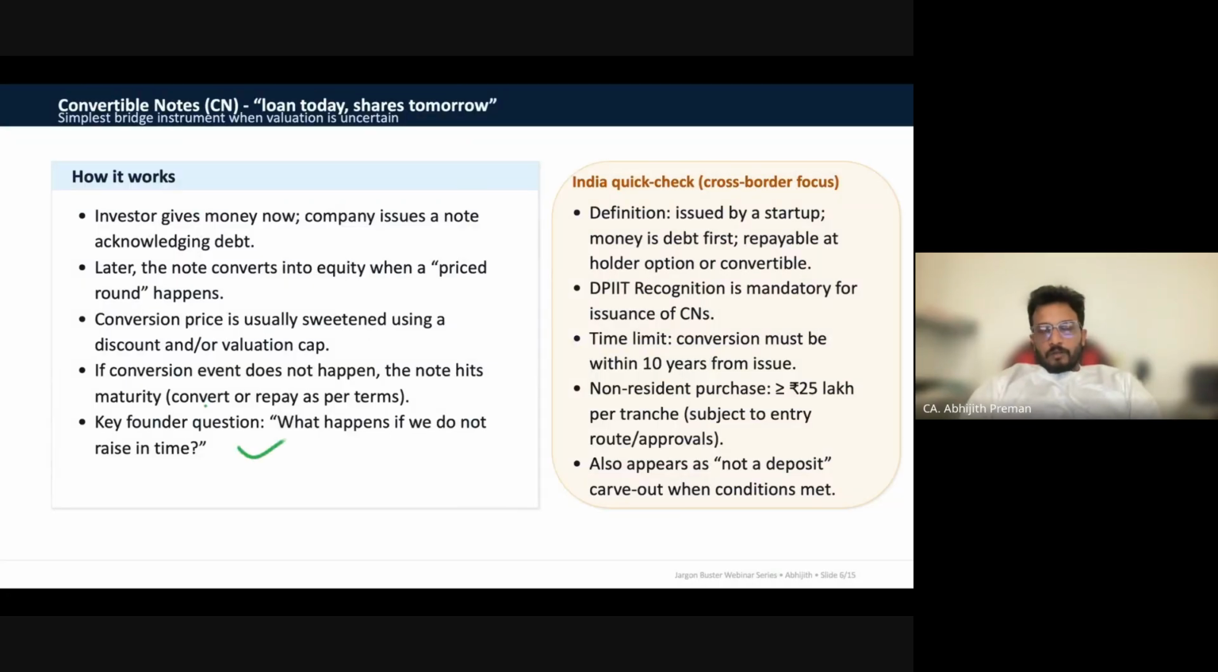So the key founder question, the key thing you have to be concerned about, is what happens if we do not raise in time. If you don't have a proper fundraise happening in time, then this convertible note is going to be a headache for you. Okay.